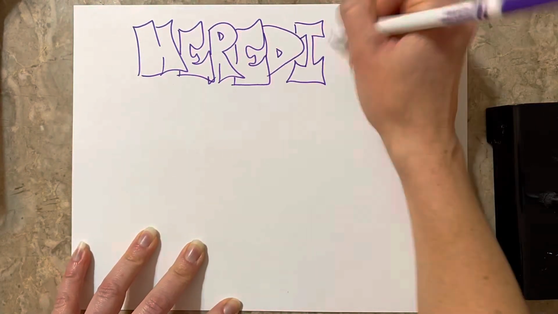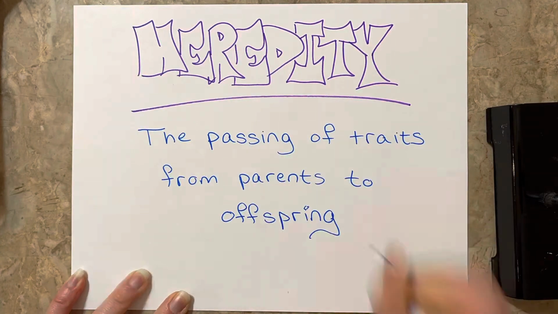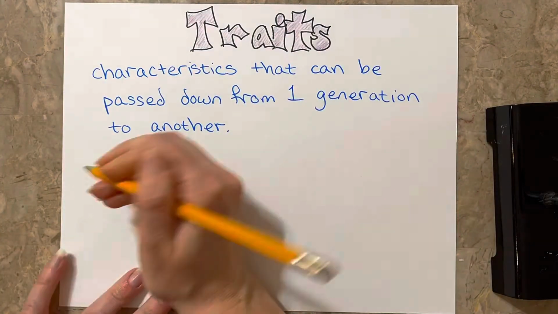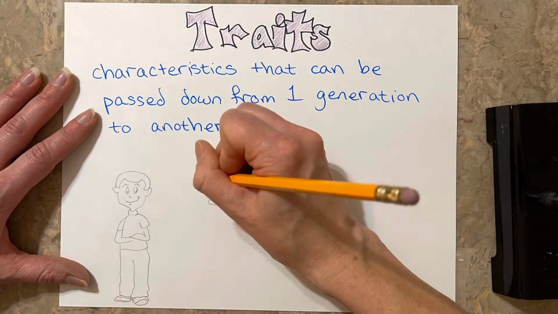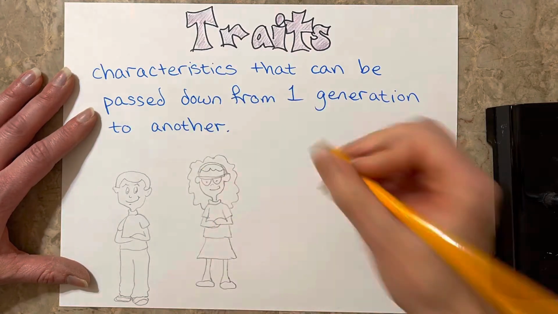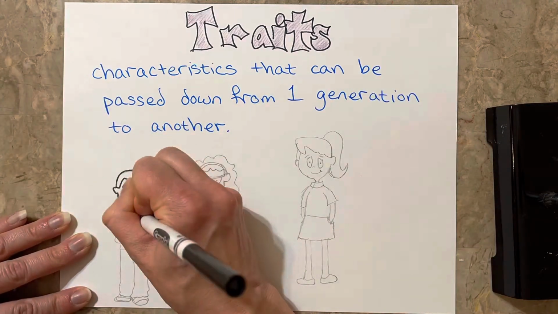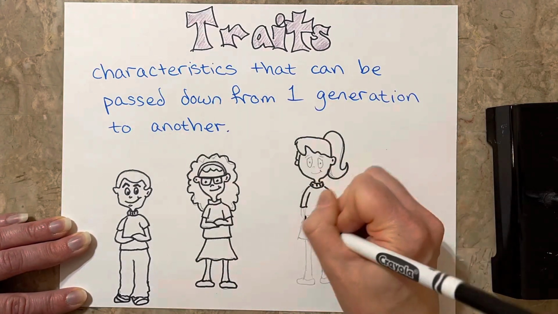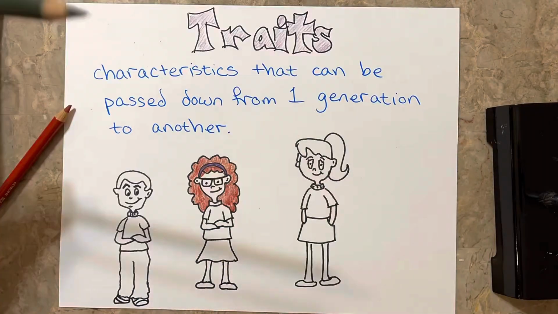What is heredity? Heredity is the passing of traits from parents to offspring. Traits are characteristics that can be passed down from one generation to another.